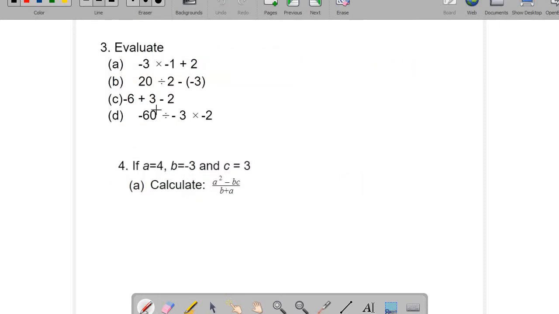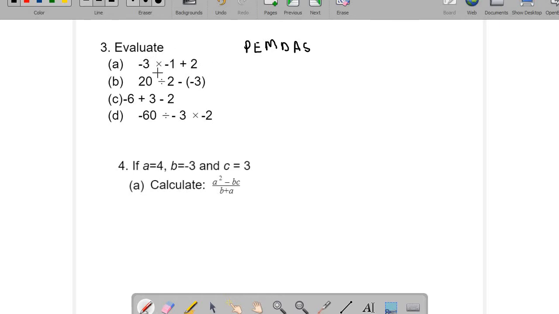Okay, it says we are supposed to evaluate each of these expressions. Now, you're going to follow the BODMAS or PEMDAS rule. I prefer to say PEMDAS. And as long as you follow this rule, then you should be okay. Okay, let's do question A. There are no parentheses or brackets here. No exponents or powers, but we do have multiplication, so we're going to do that first.